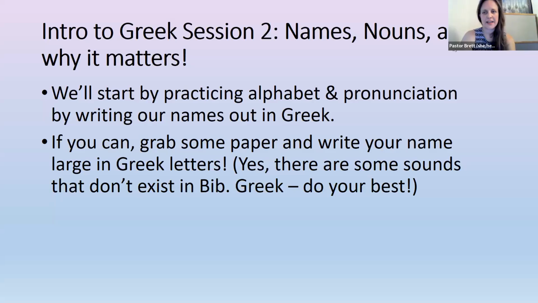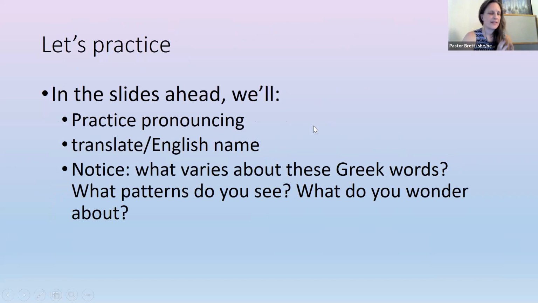All right, we'll keep going here. So tonight, what we're going to do to get started is, in the slides ahead, you're going to see some Greek words come up and we're going to sound them out together. I'm going to be silent for a moment and let you look at the Greek word and try to sound it out so that we practice pronouncing them. And then I'll show you the translation or the English name.